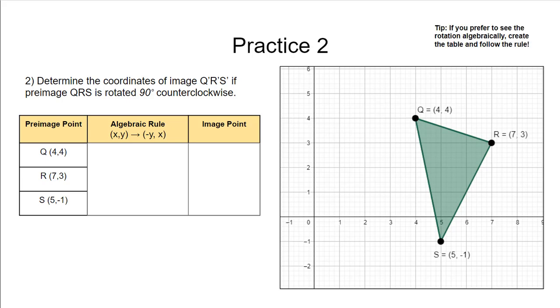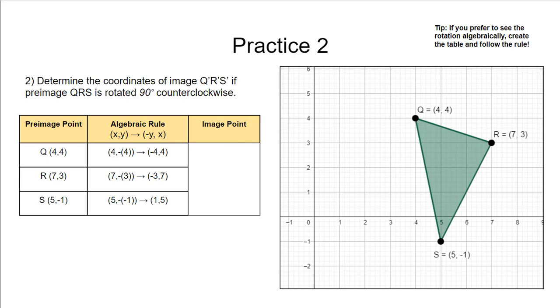If we look at each point individually, for point Q, we have 4, 4. So first, we would want to make it the opposite sign for the y coordinate, that would be -4, and then we switch the order. That would be -4, 4.